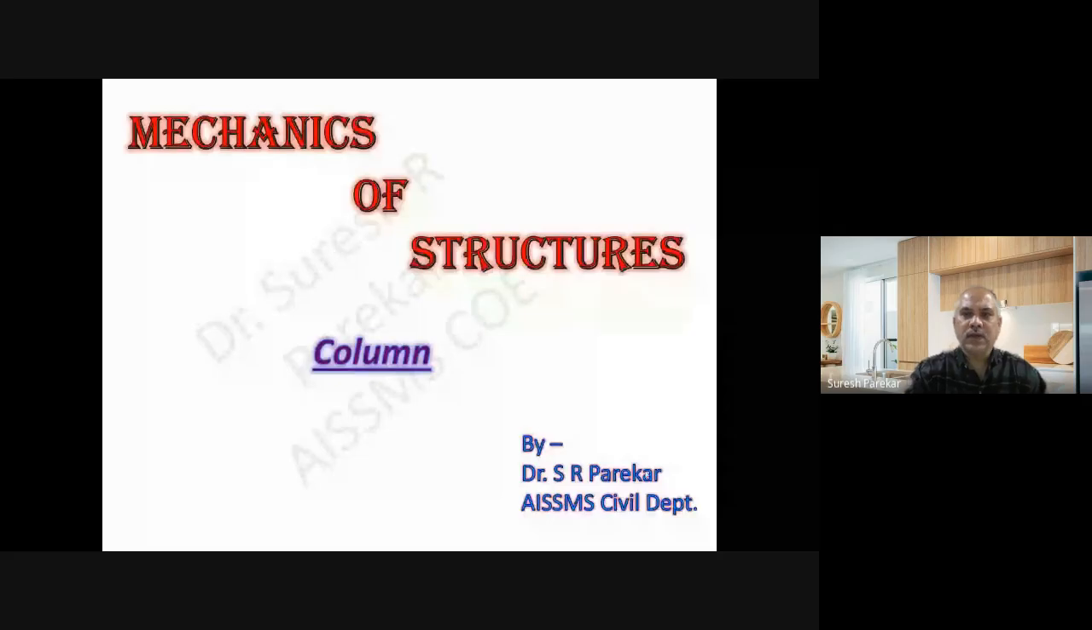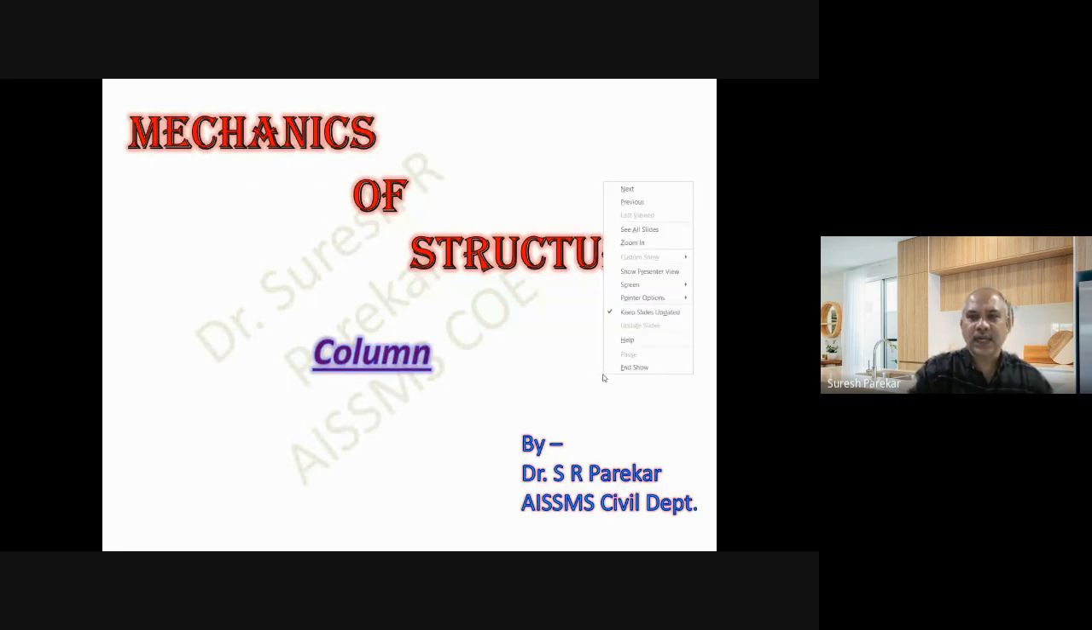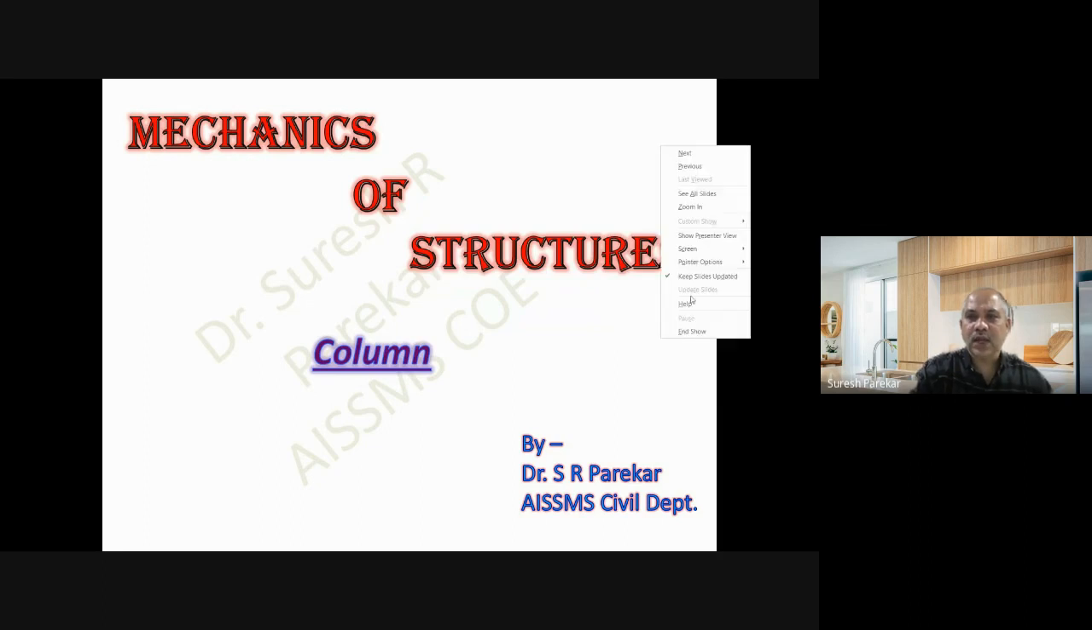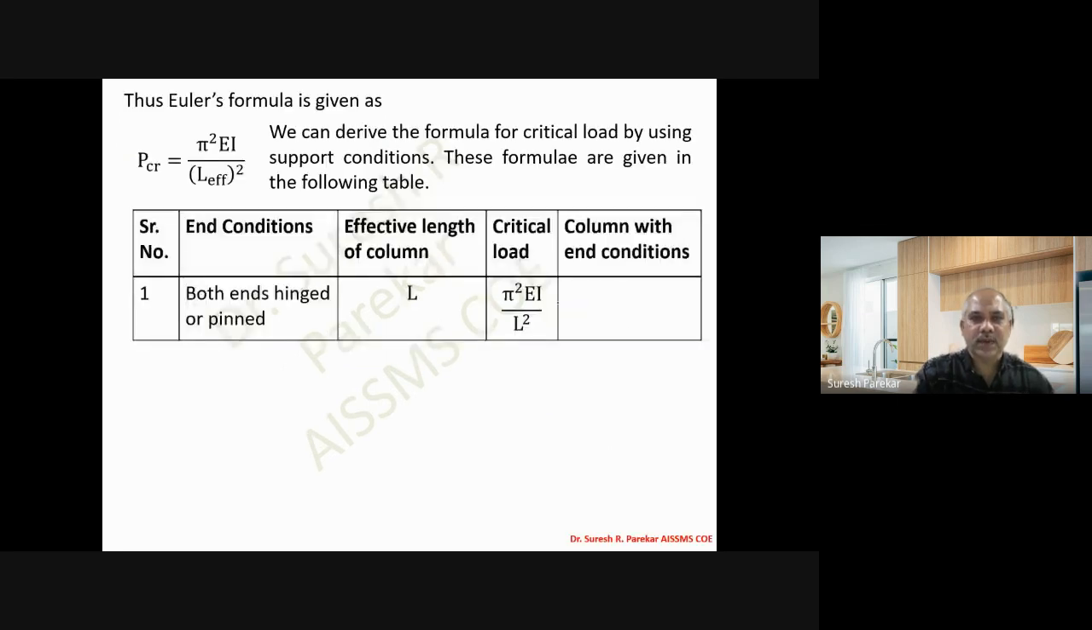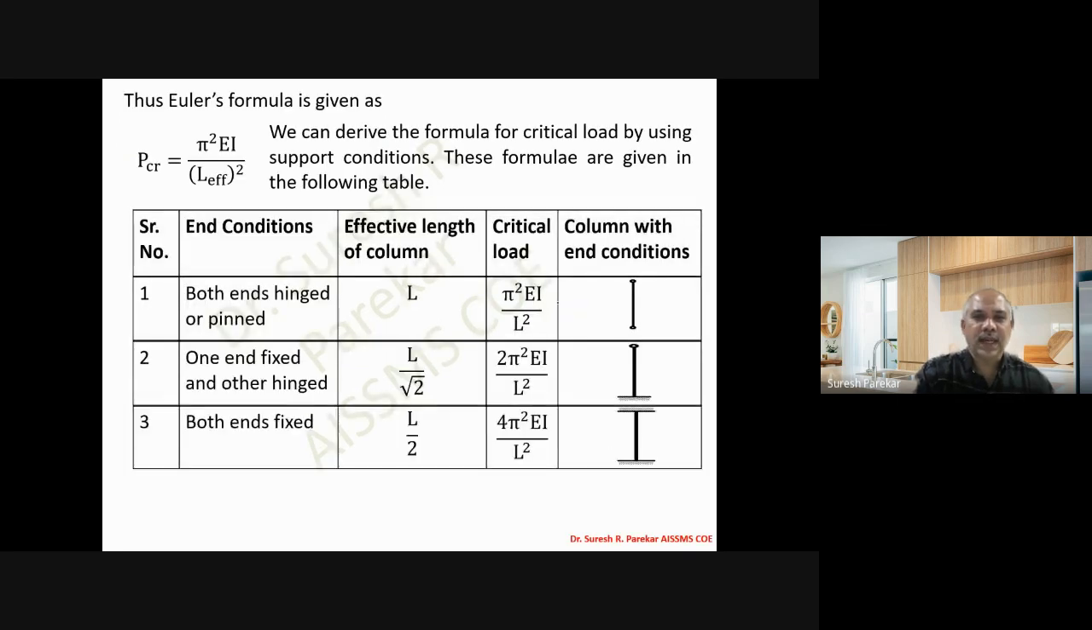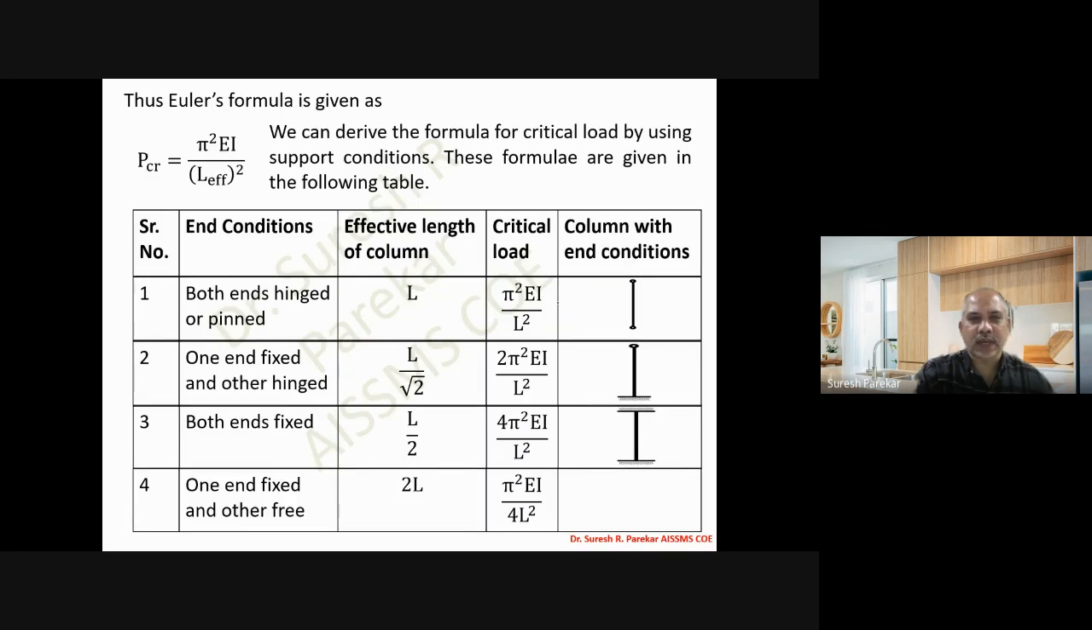Good evening. Today we are going to see some problems which are related with columns. So again we will first see all the end conditions, their effective length and their formulas, and then we will solve the problems. Now we have these L by root 2, L by 2 and 2L.